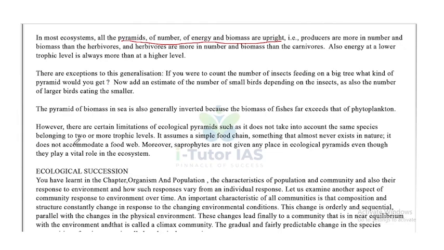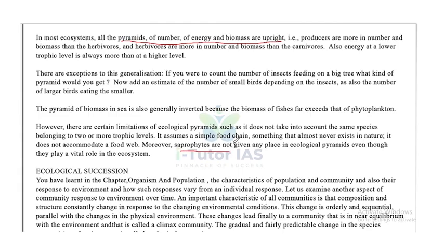However, there are certain limitations of ecological pyramids. It does not take into account the same species belonging to two or more trophic levels. It assumes a simple food chain, something that almost never exists in nature. It does not accommodate a food web. Moreover, saprophytes are not given any place in the ecological pyramids, even though they play a vital role.